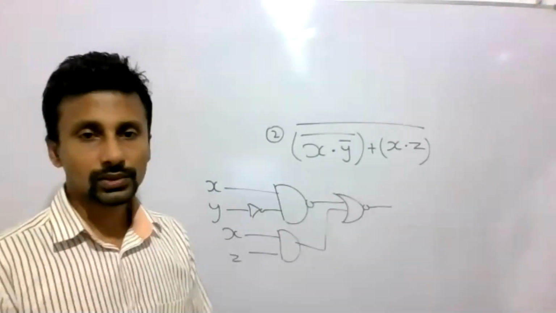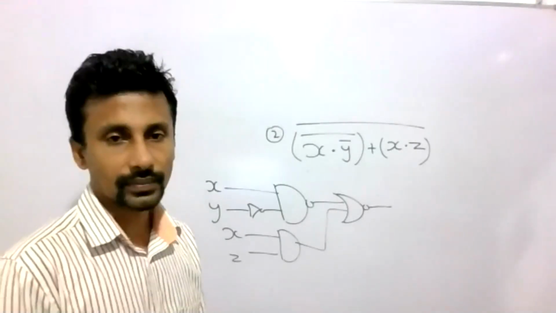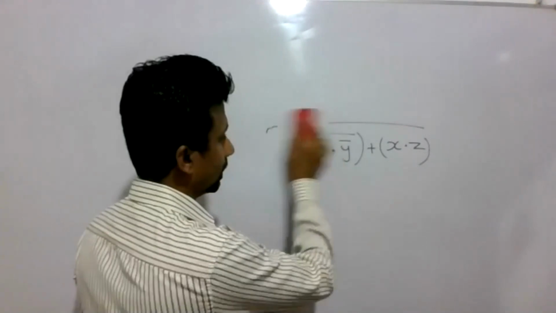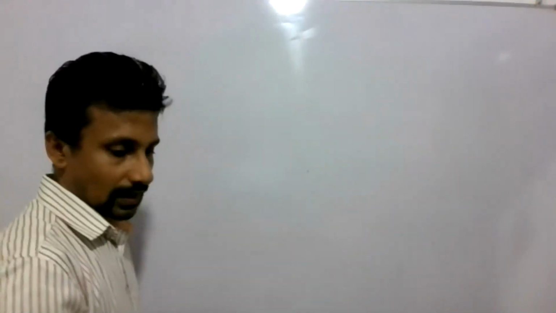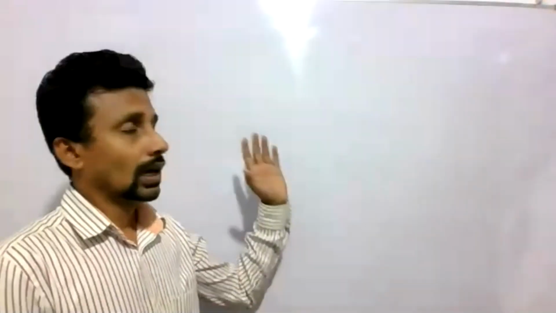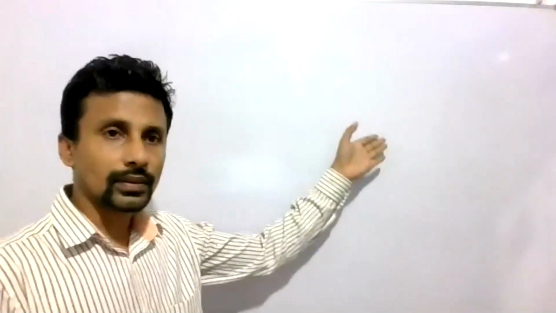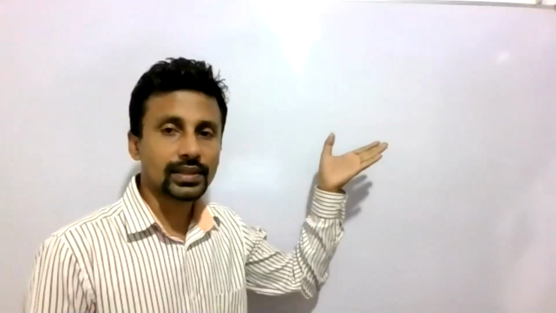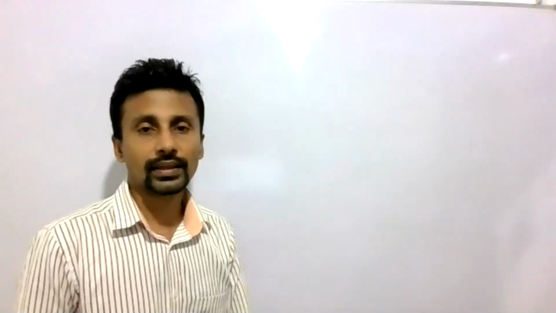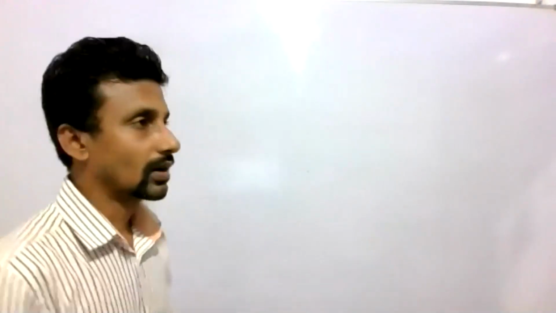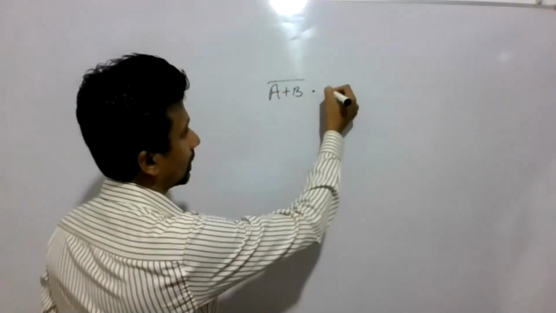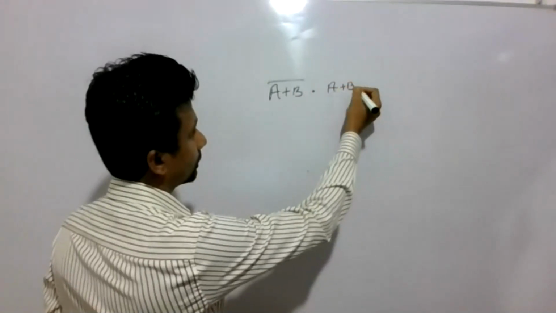Okay, this is another method. So we discussed two methods of getting a question. The other one is drawing a truth table. Sometimes you are given the circuit and asked to find the truth table, or sometimes you will be given an expression and asked to draw the truth table. So I am taking one: A plus B dash dot A plus B.